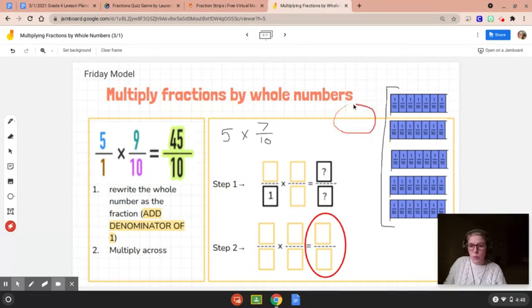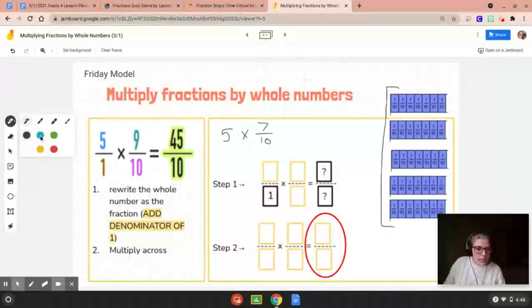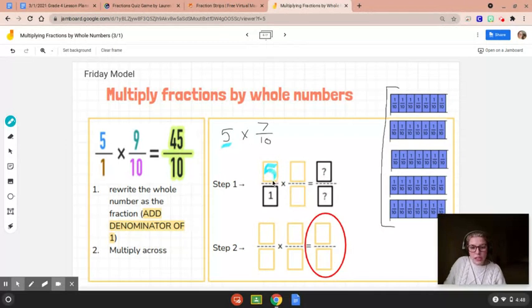Because if we have one circle and it's completely filled in, it's one part full out of one total part, okay? So if we did something like 5 over 1, really what we're doing is we have 5 circles, and each of them are completely filled in, giving us 5 wholes, okay? So the way that we're going to do this is we're going to take our whole number, 5, and we're going to turn it into a fraction by putting it over 1. So 5 over 1 is actually equal to 5. It's 5 wholes. And we're multiplying that by our 7/10 here.